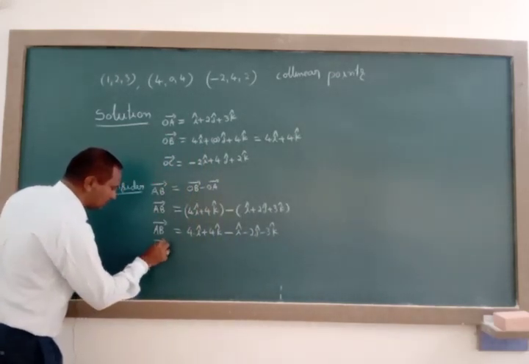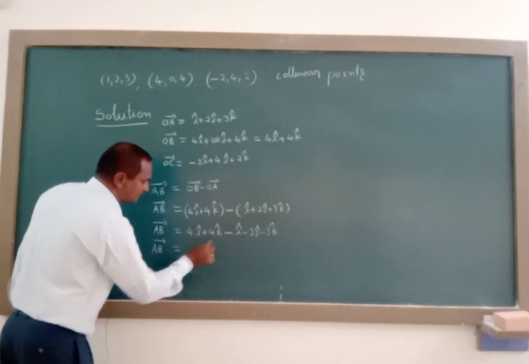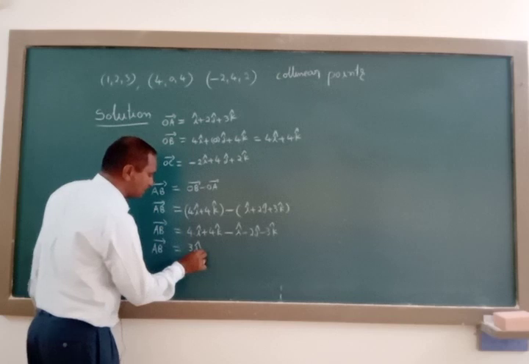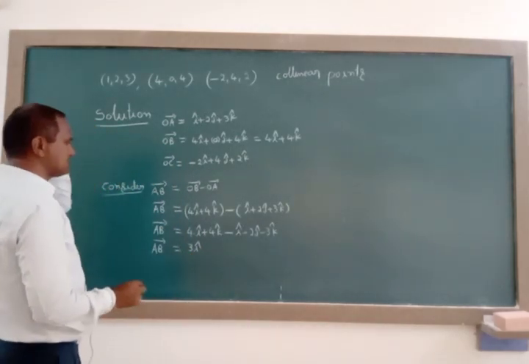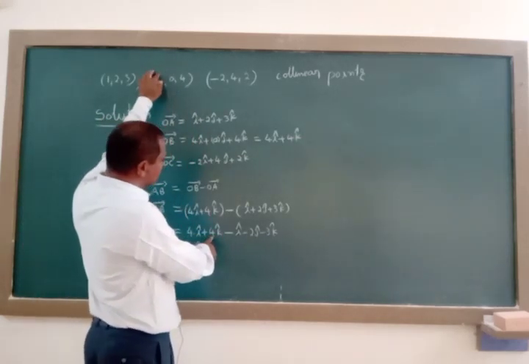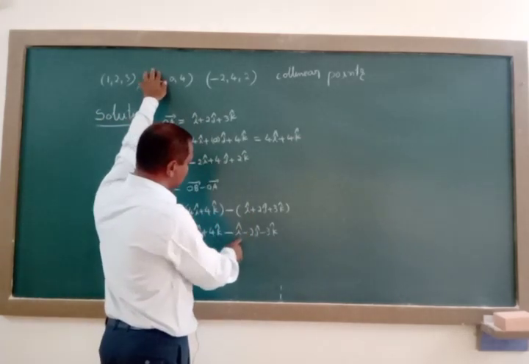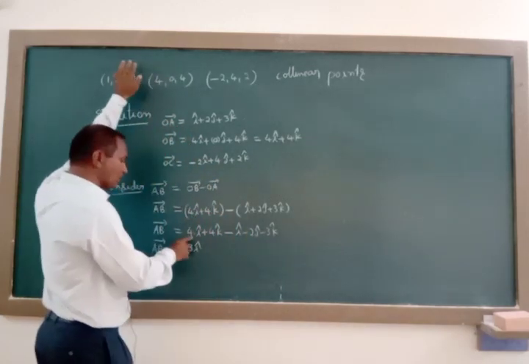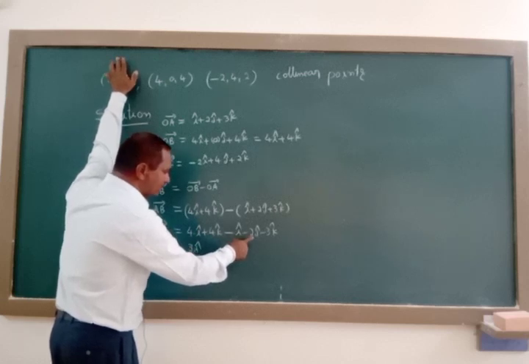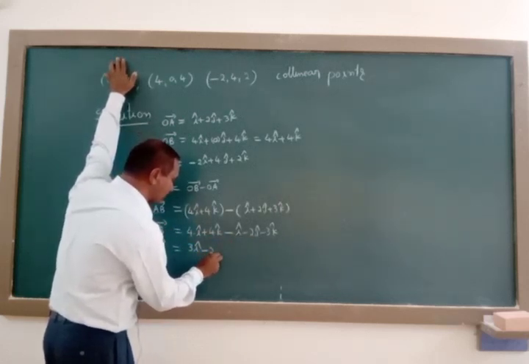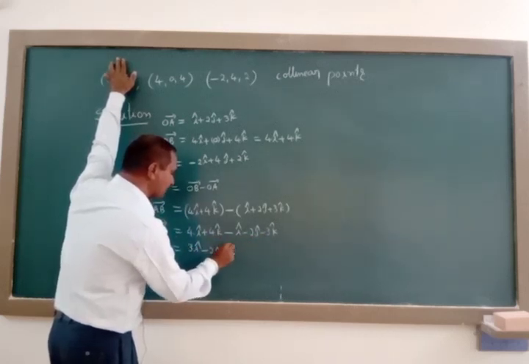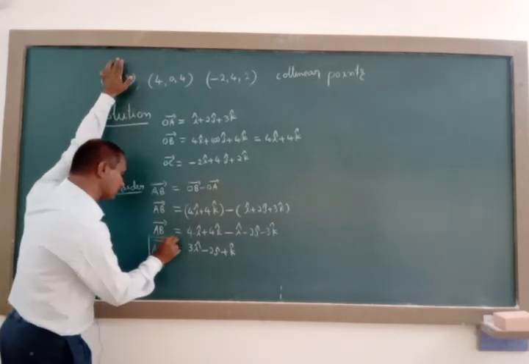AB bar is equal to 4I minus I, that is 3I cap. For the J term, we only have minus 2J cap. 4K minus 3K is plus K cap. That is the vector AB bar.